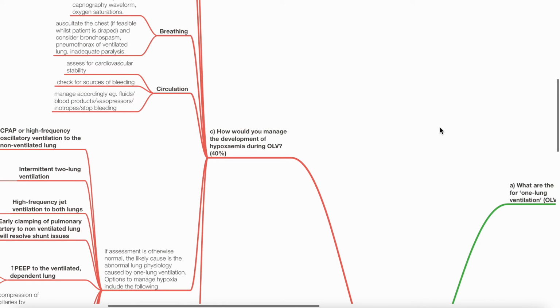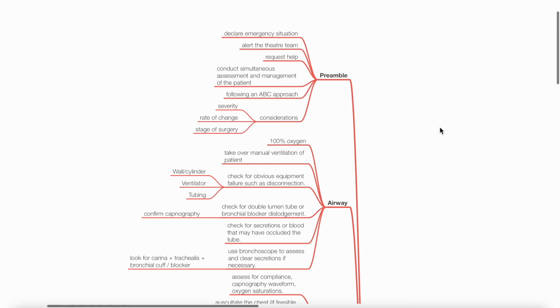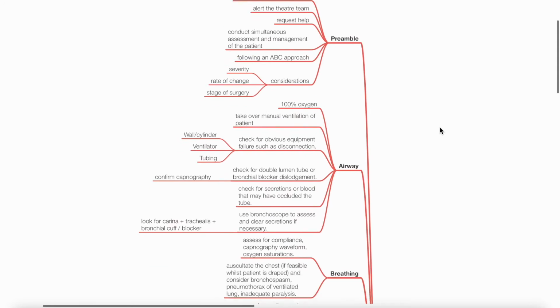C. How would you manage the development of hypoxaemia during one lung ventilation? 40 marks. Declare an emergency situation, alert the theatre team, request help, and conduct simultaneous assessment and management of the patient, following an ABC approach. Considerations include severity, rate of change, and stage of surgery.